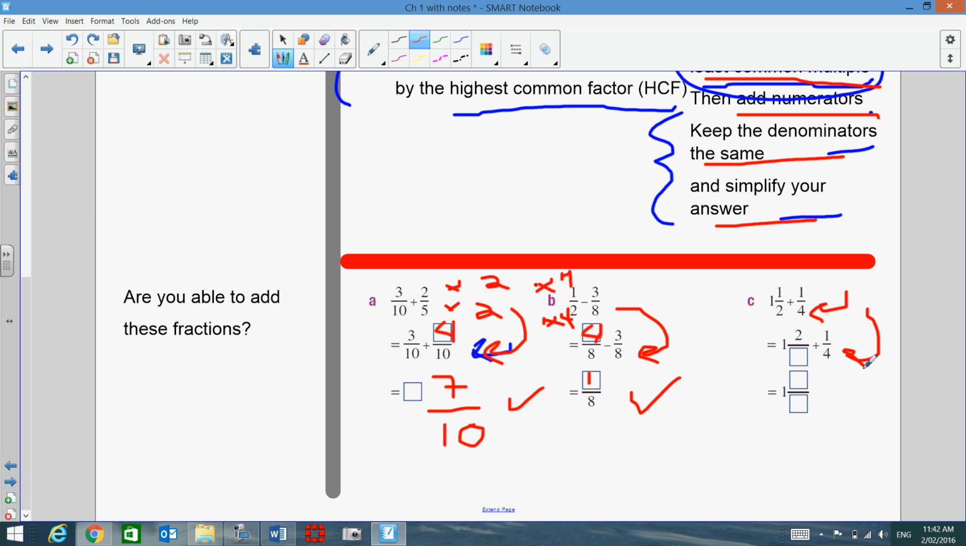So I'm going to look at this 2 and the 4, and I'm going to think, what is my least common multiple? So my least common multiple is actually going to be 4 in this case. So what can I multiply my 2 by in order to get 4? So I know I'm going to have to multiply it by 2. And I'm going to do the same thing to the numerator.